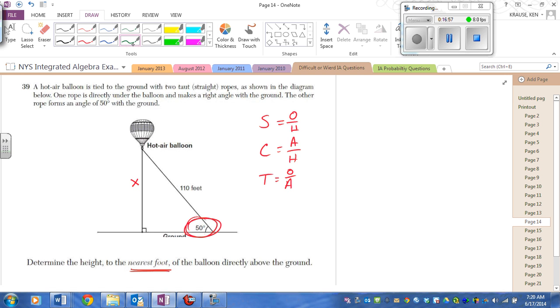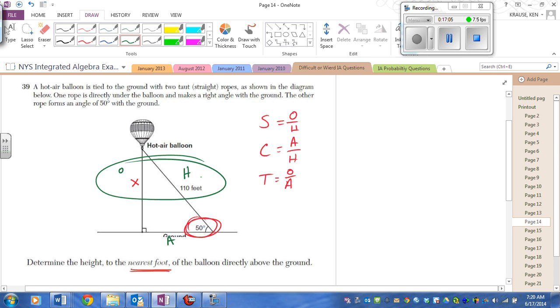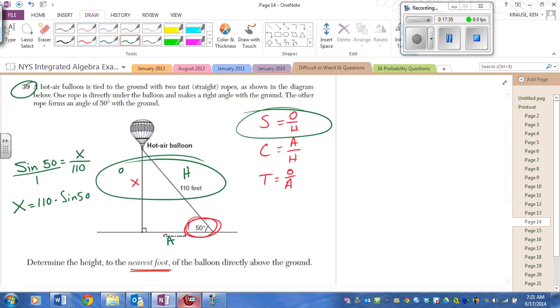So the first thing I'm going to do is label hypotenuse, opposite, adjacent. The only 2 I care about are these. So O and H, and I'm using sine. So sine of 50 degrees is equal to x over 110. Now they were nice on this one. Wow, this is a question 39. There must be more to it than this. Okay, so I cross multiply and get x equals 110 times sine 50. Go to my calculator.